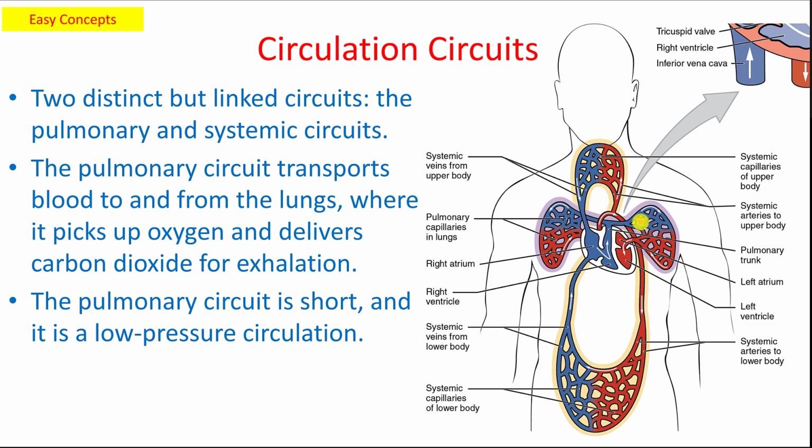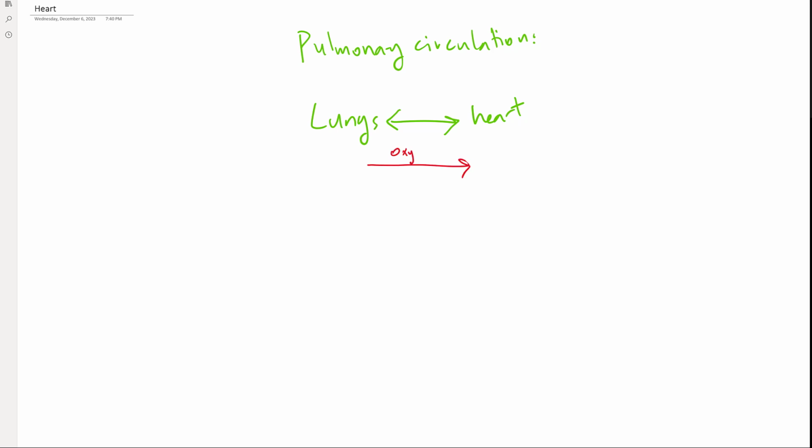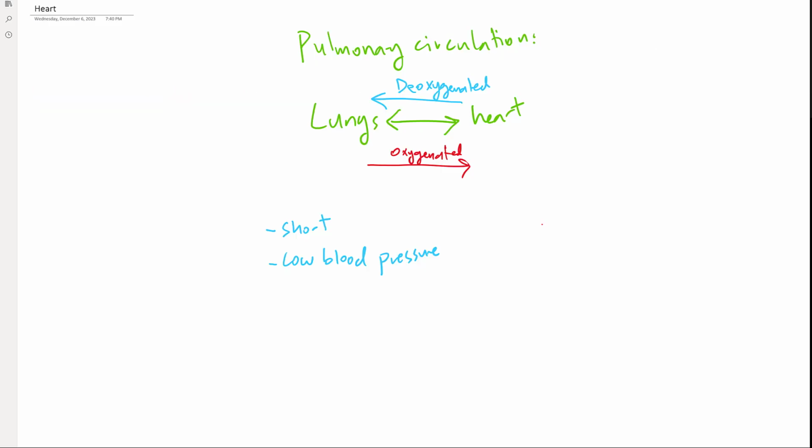Before we start going over the structure of the heart, I want you to understand the two circulations we have in our body: pulmonary circulation and systemic circulation. The pulmonary circulation is between the lungs and the heart. So we are shuttling blood between the lungs and the heart. The blood coming back from the lungs is oxygenated, and the blood going to the lungs from the heart is deoxygenated. Okay? This pulmonary circulation is short and of low blood pressure. Why? Because of the proximity between the lung and the heart. I don't need high blood pressure there because the distance is not that big. Okay, so this is for the pulmonary circulation.